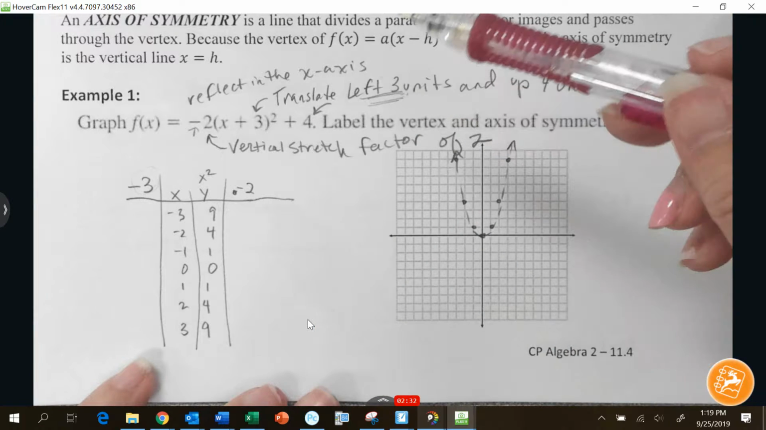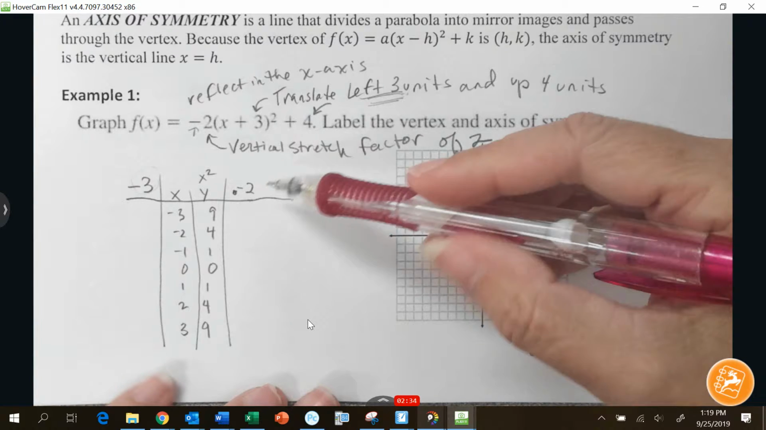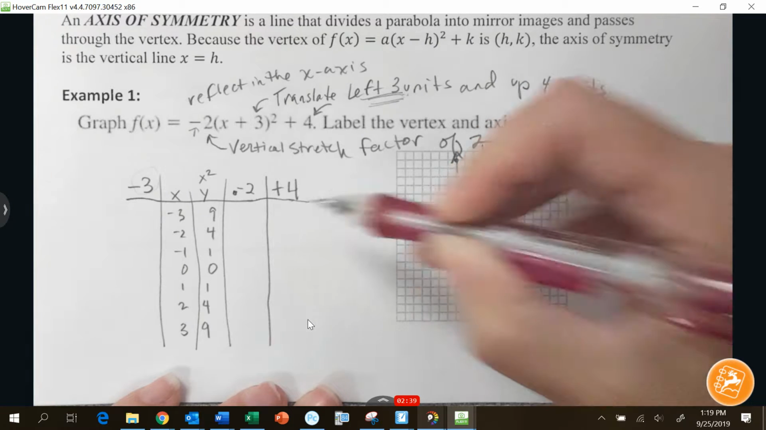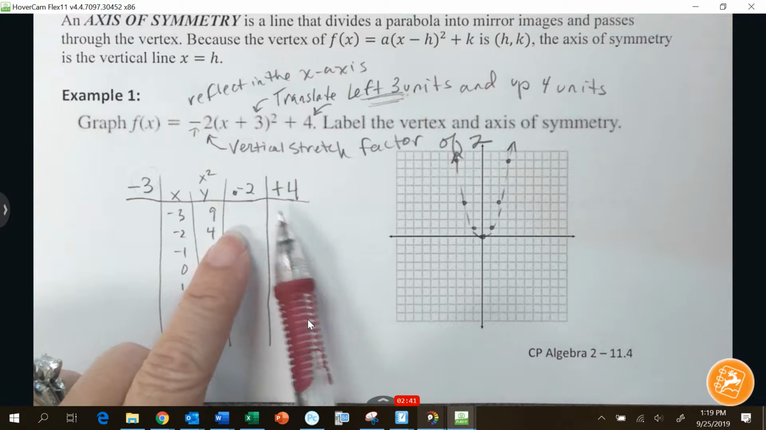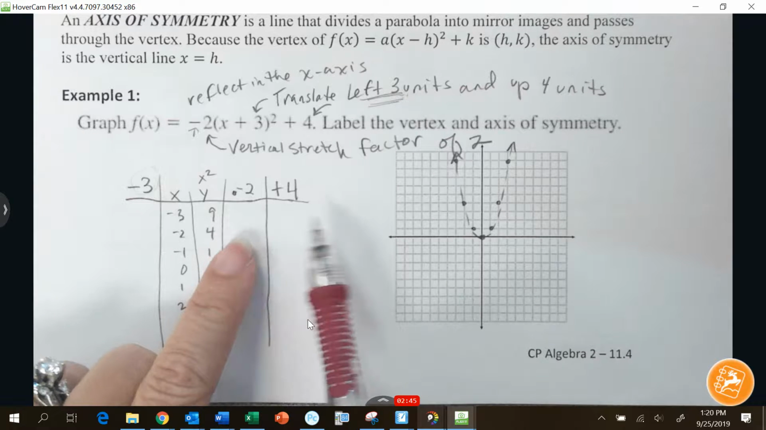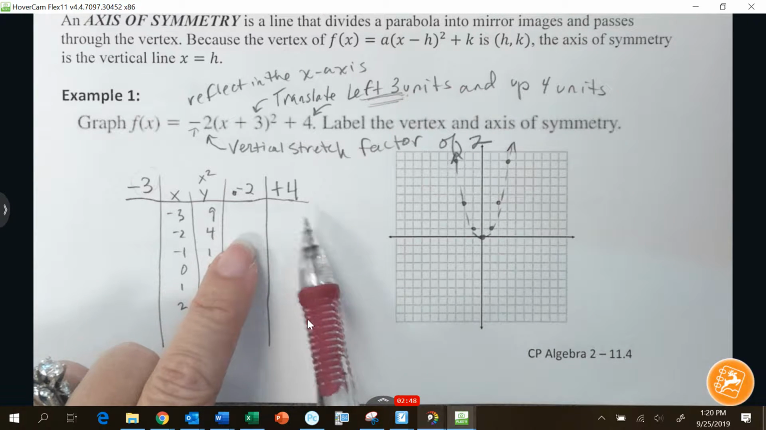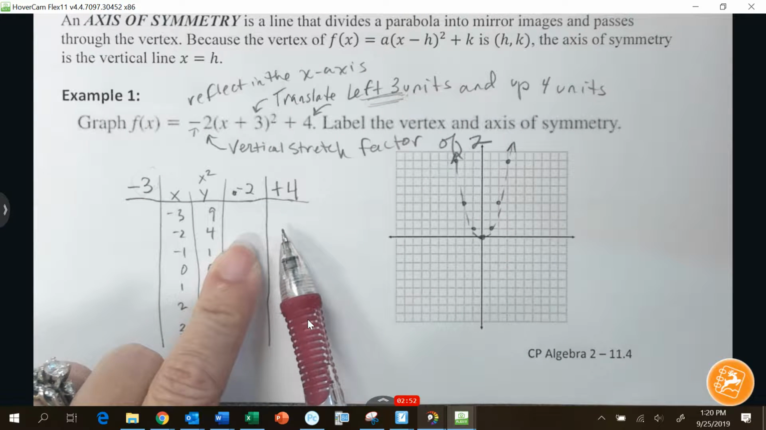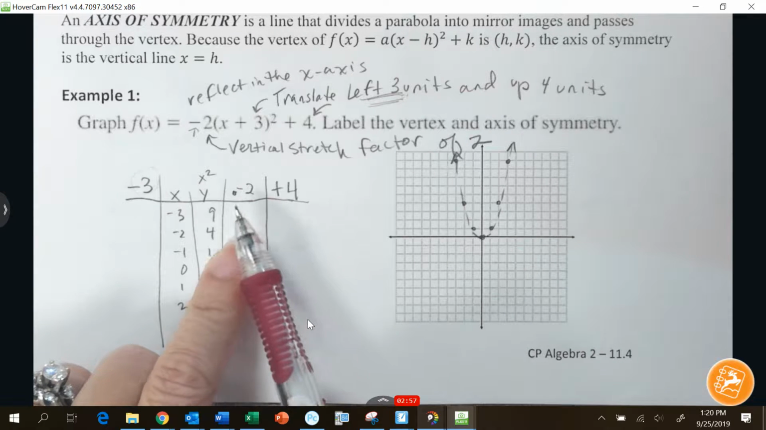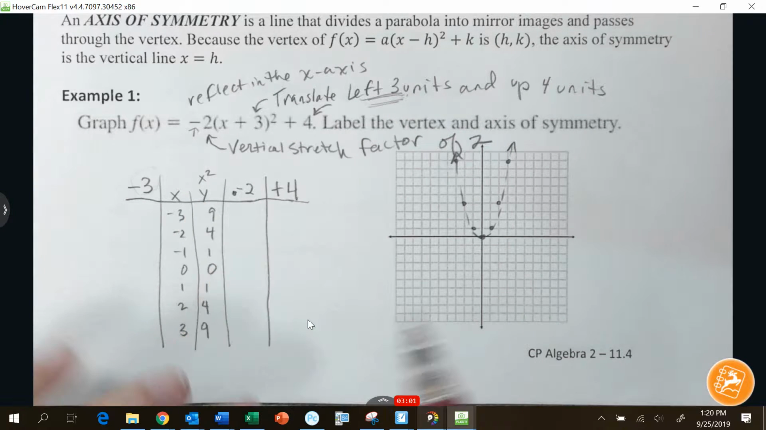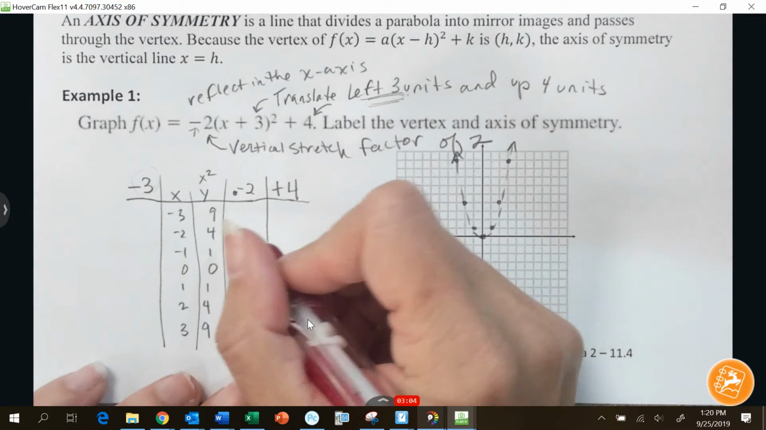Okay. And then the translate up 4 units, I also have to put a plus 4 on the vertical side. Now, why do I have the times by negative 2, then the plus 4? Can I have them in the other order? I can't. Why? I have to do order of operations, which says multiply before add, so they are in order. Okay. So now I'll go ahead and fill up my table.